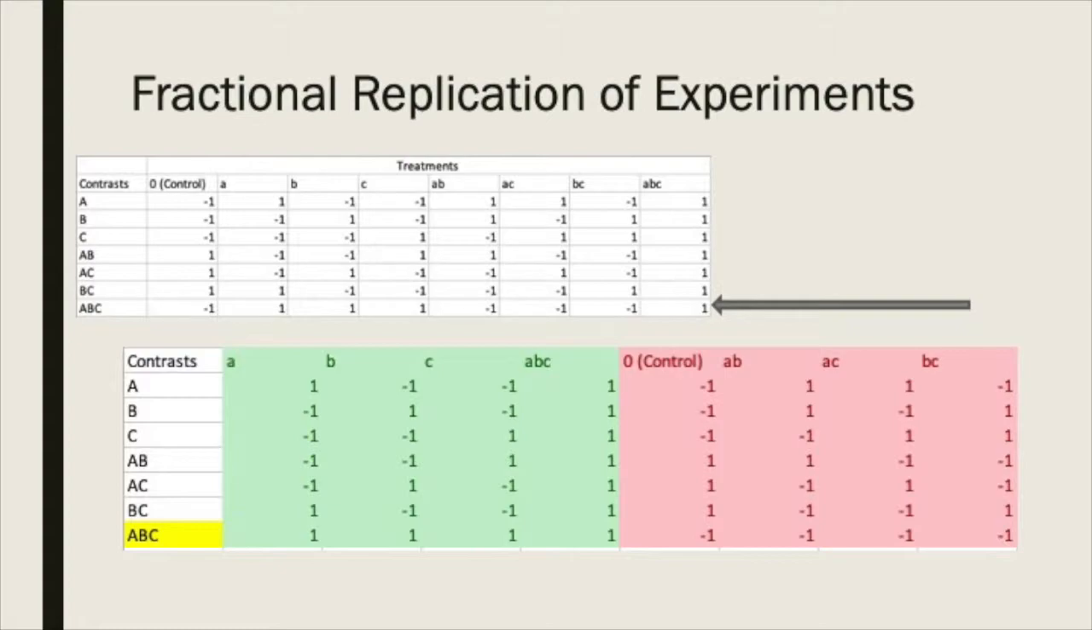We will then sort the table by the contrast ABC and eliminate the treatments 0, AB, AC, and BC, which all have the same coefficients in the ABC interaction. By doing this, we are left with the 4 remaining treatments A, B, C, and combination ABC.